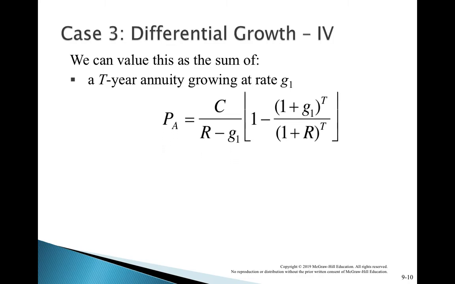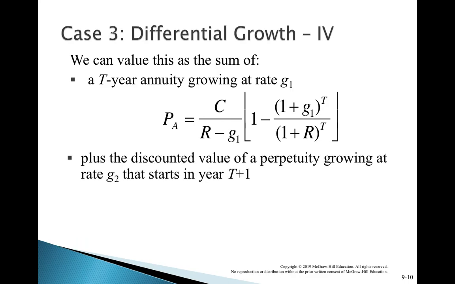So go to the time value of money. If the number of years is constant, you know that, then it becomes an annuity, because for G1 you know how many years, it's not forever, therefore it becomes an annuity now. Present value of annuity is equal to the cash flow divided by R minus G, times 1 minus (1 plus G) to the power T divided by (1 plus R) to the power T. Then you will add back the second stage, because that is the perpetuity.